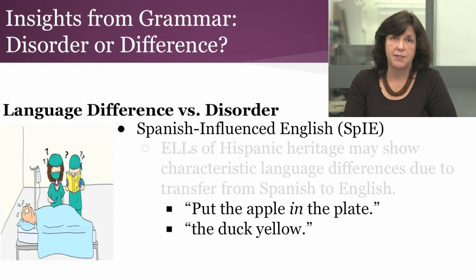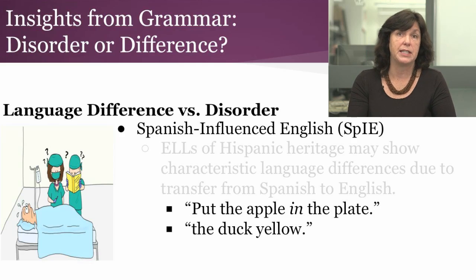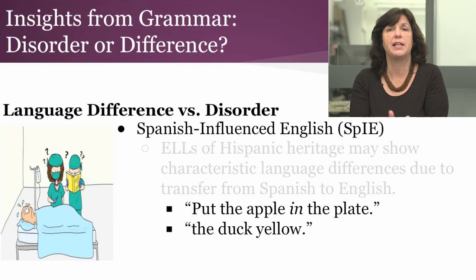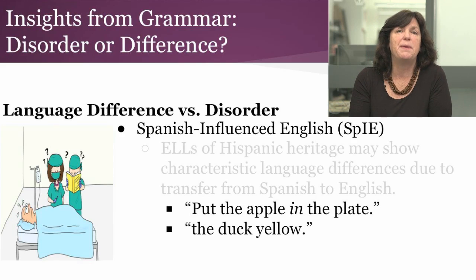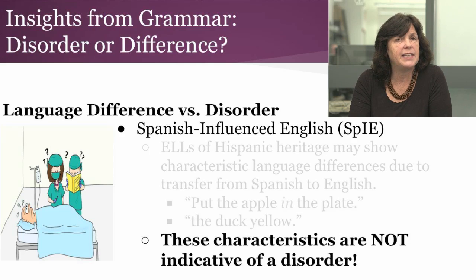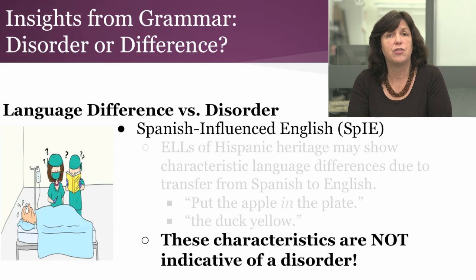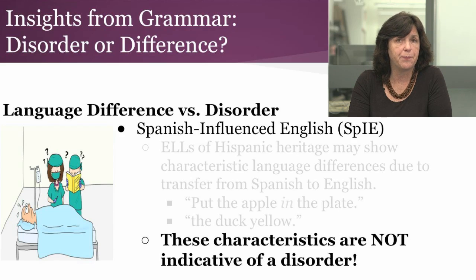For example, an ELL of Hispanic background may say something like, "Put the apple in the plate," due to the difference in preposition use because en represents both in and on, or say something like, "The duck yellow," because the Spanish language exhibits a different word order than Standard American English. Again, these characteristics are not indicative of a disorder if that child is an ELL of Latino heritage, or if this is a feature of that child's speech community.